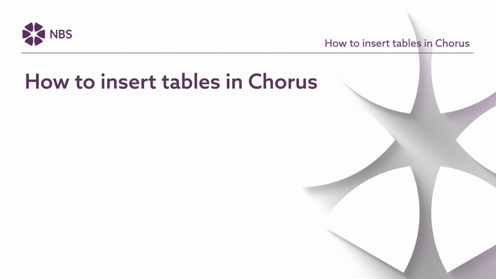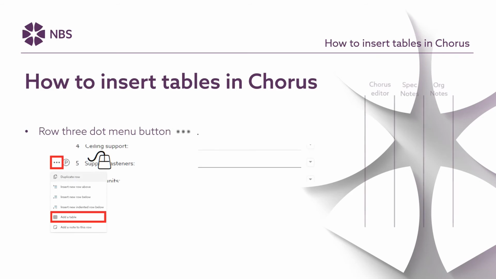So, how can tables be included? There are three methods by which tables can be included. Firstly, via the three-dot menu button. This button is available to the left of all rows within the editor when hovering the mouse cursor over them or having clicked into them. This menu button is not available, however, with the spec notes or org notes functions, so this method can only be used within the main Chorus editor.